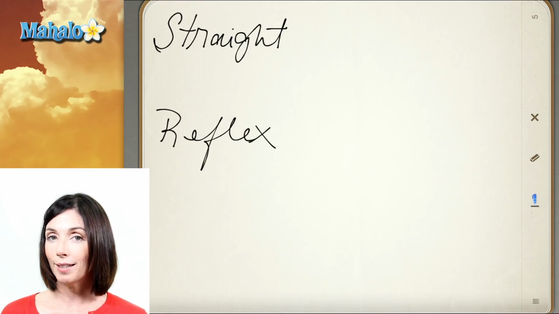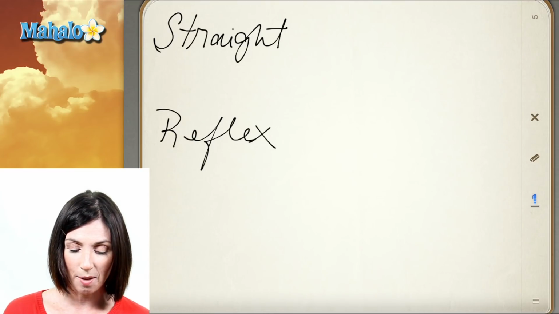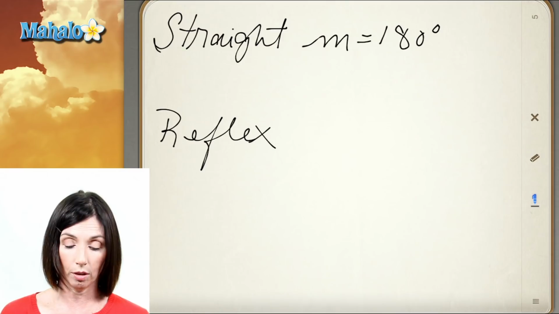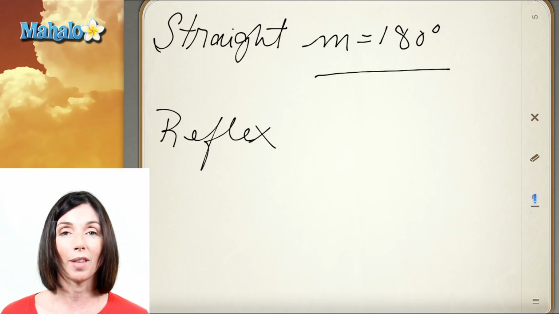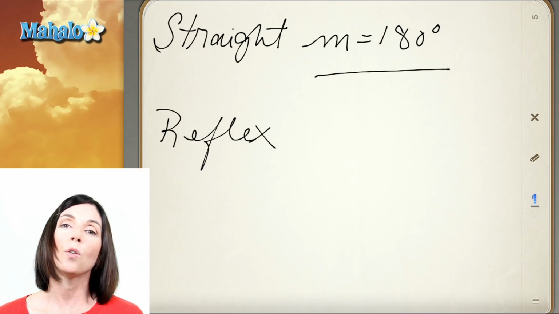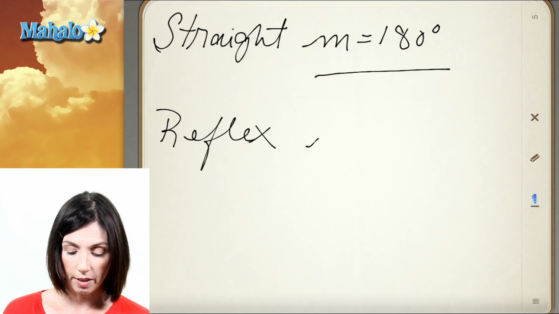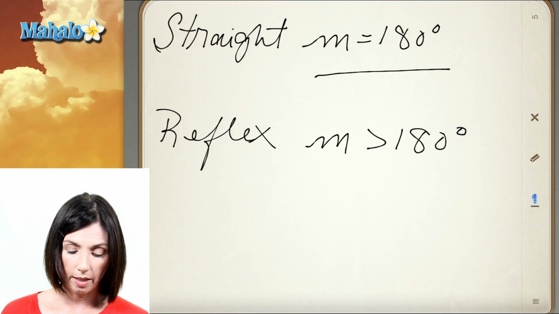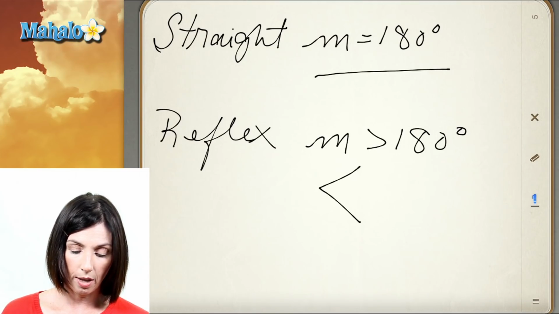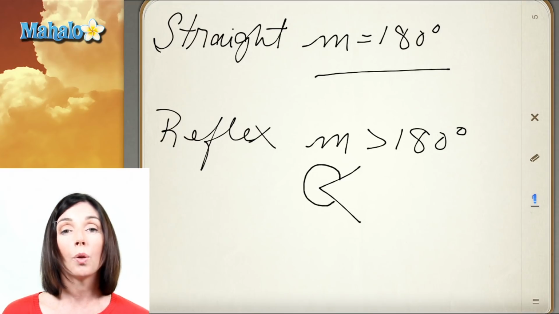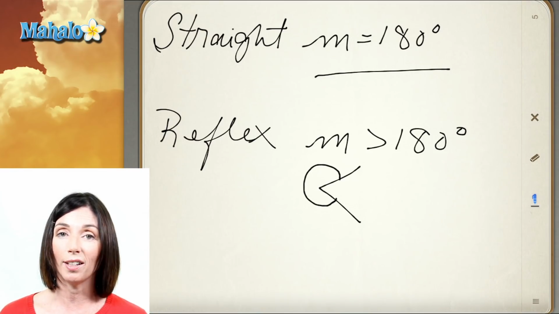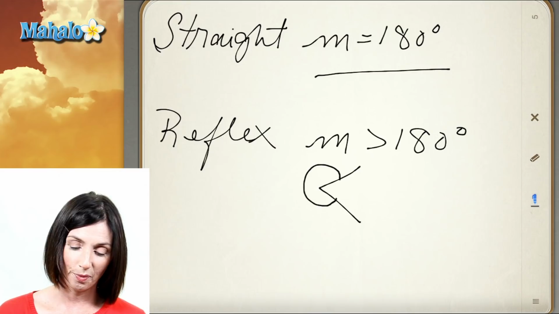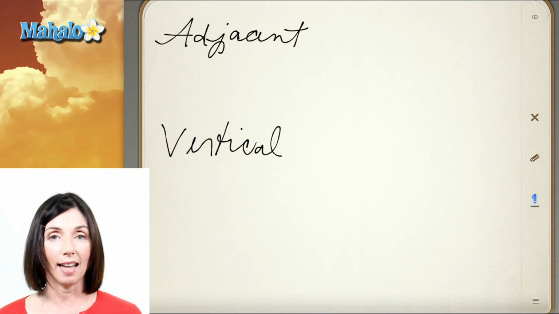And as a matter of fact, straight angles are ones that measure equal to 180 degrees. And they just look like a straight line. So that's a straight angle. Now, a reflex angle is one that measures greater than 180 degrees. So a reflex angle might look something like this. We have our angle here, and the reflex angle would be this one, the one on the outside that's actually greater than 180 degrees.